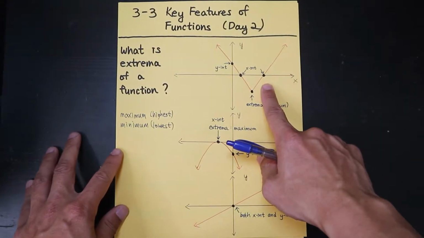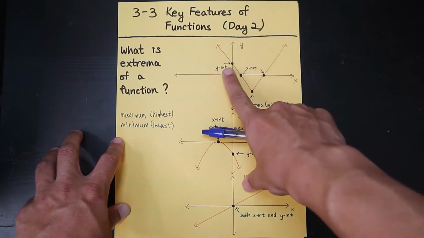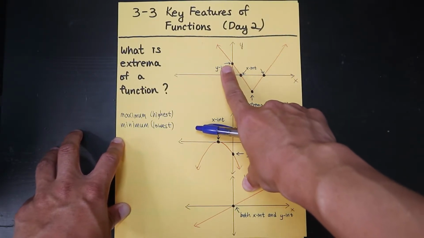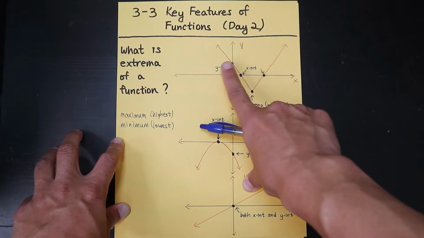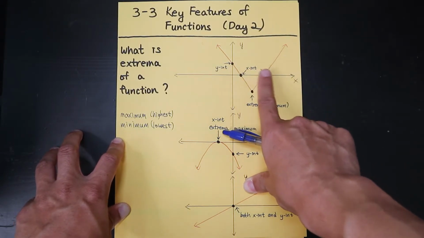Here are some examples for you. Look at this V shape here, this absolute value function. I see that certain points are y-intercepts. So in this absolute value function, there's one y-intercept and there are two x-intercepts because it crosses the x-axis twice.